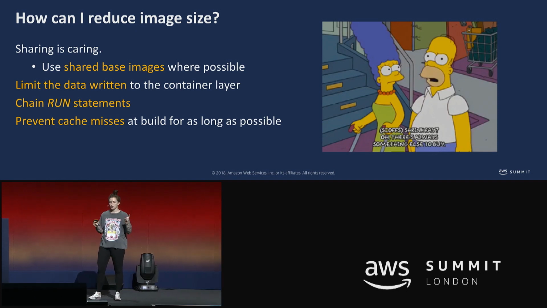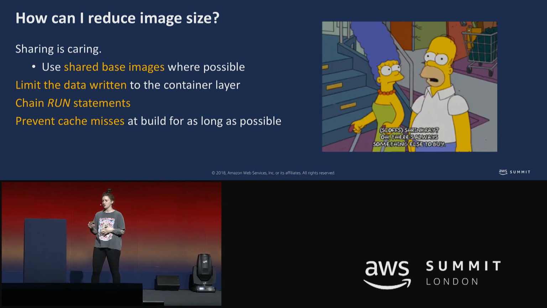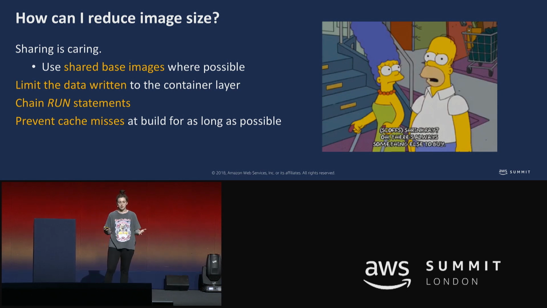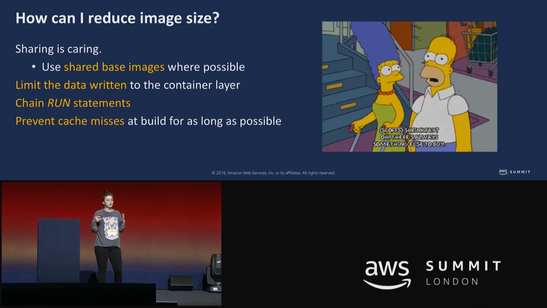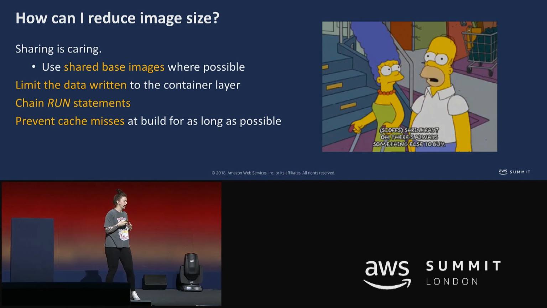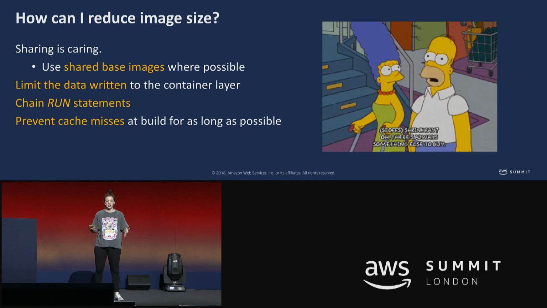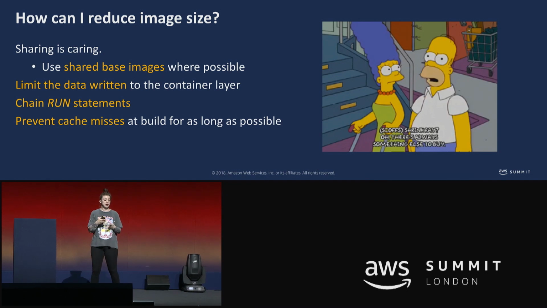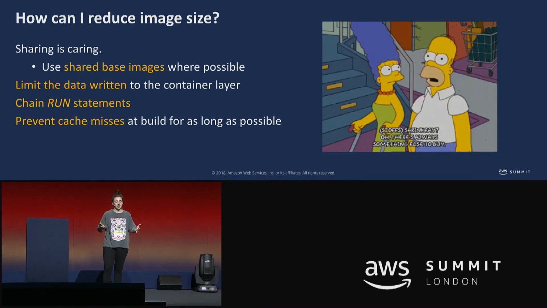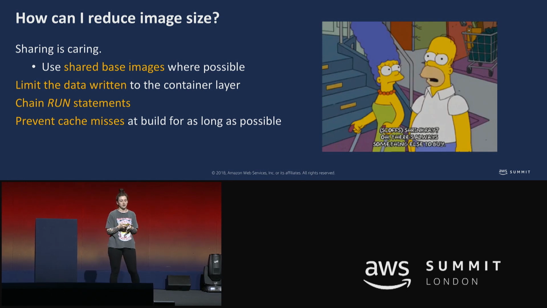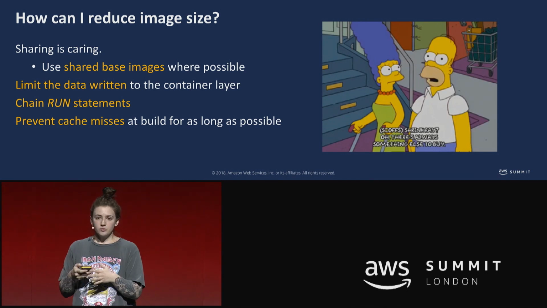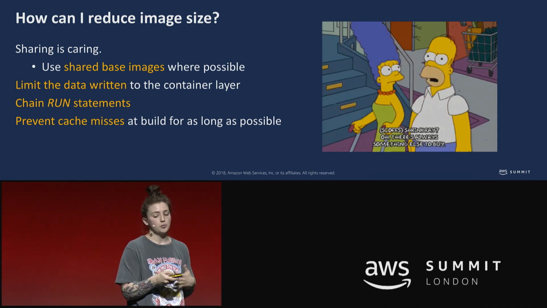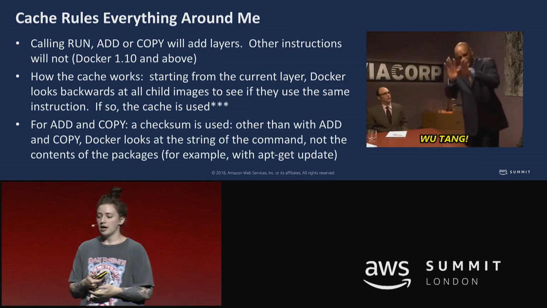Number one, just like kindergarten, sharing is caring. So use a shared base image wherever you can. I said this to a couple of people after the ECS talks yesterday. Use a shared base image. Two, limit the data that you write to the container layer. That means if you're downloading a whole library of data and using it for a little bit and then never touching it again, like populating a test database, get rid of that file in the same line. Don't write it back to the container layer. Chain RUN statements, which, yes, makes it a little bit less readable, but also makes a much smaller image. And then lastly, prevent your cache misses at build for as long as you possibly can. And we'll talk about that in a second, too.